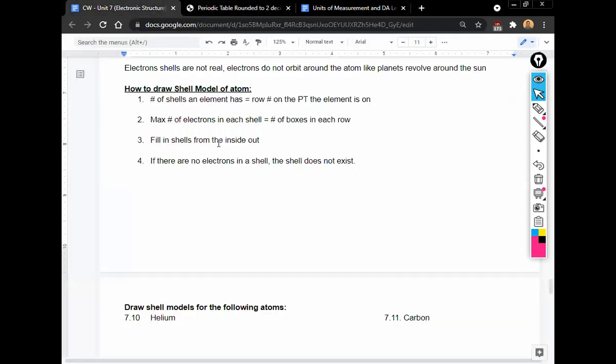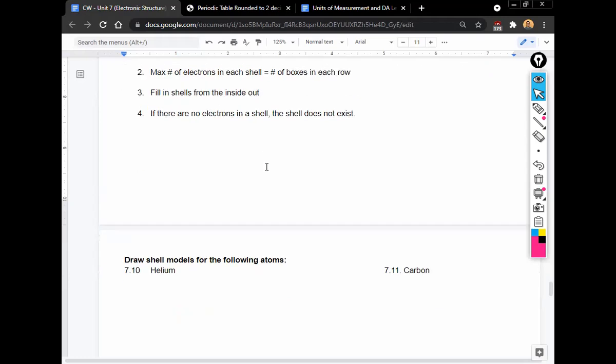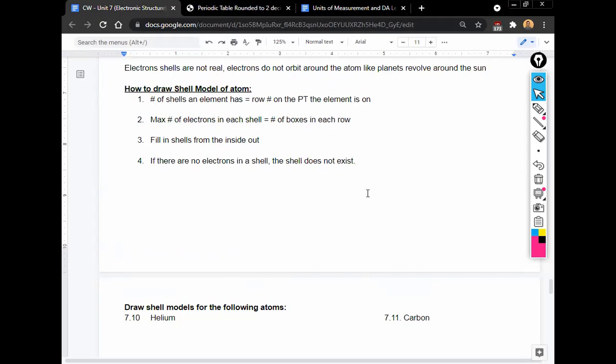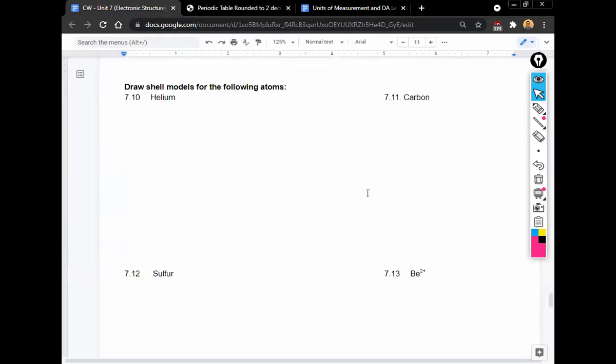We want to fill in the shells from the inside out, because electrons like to fill in the lower energy levels, just like how we learned with the configuration. And if there are no electrons in a shell, the shell does not exist. So if I take out an electron and the shell on the outside disappears, it doesn't have that outer shell anymore. Those are the 4 rules you can keep in mind, and we're just going to jump right into examples.